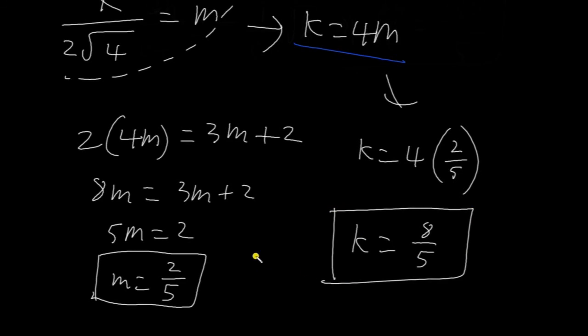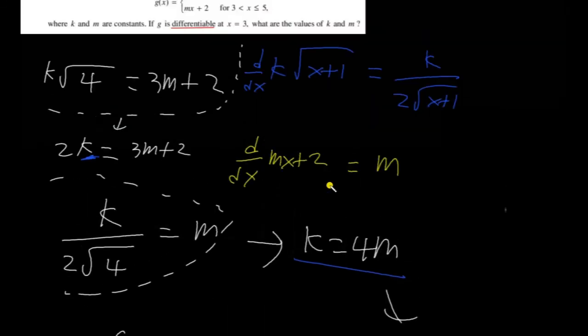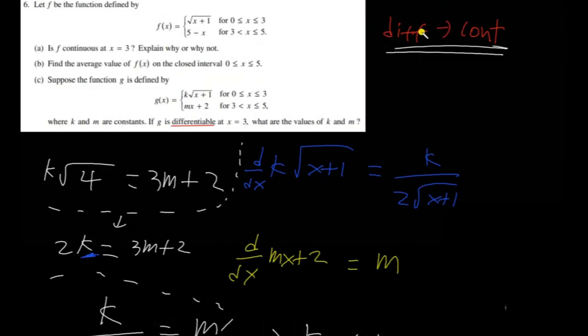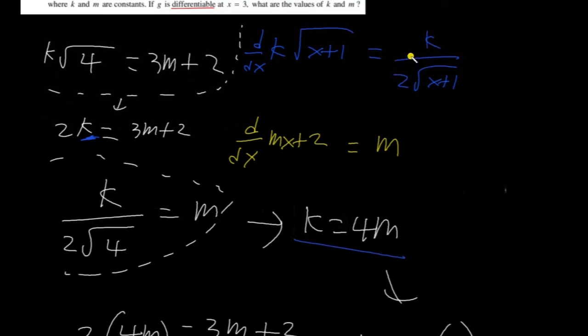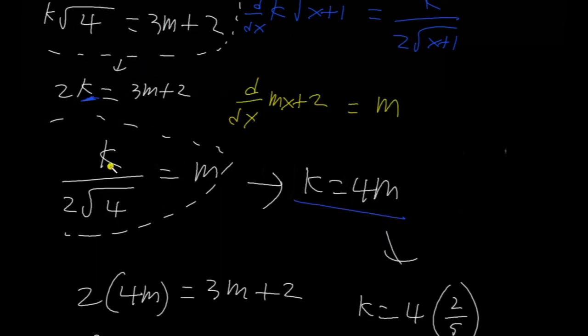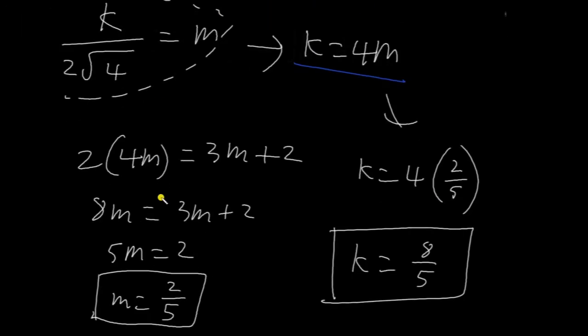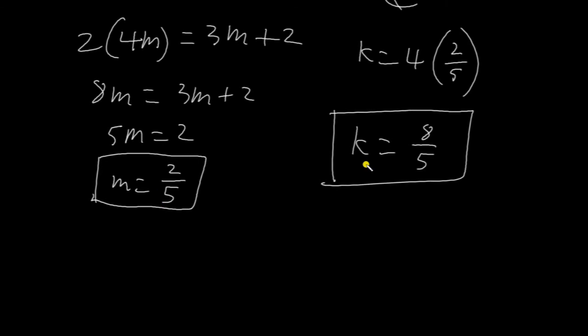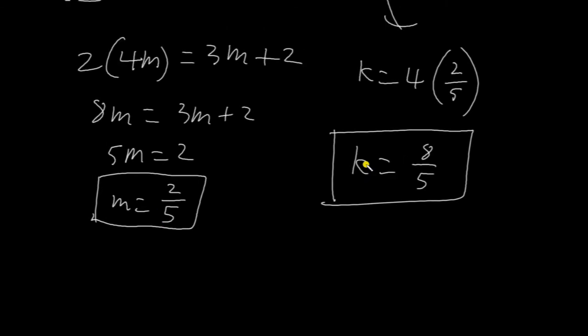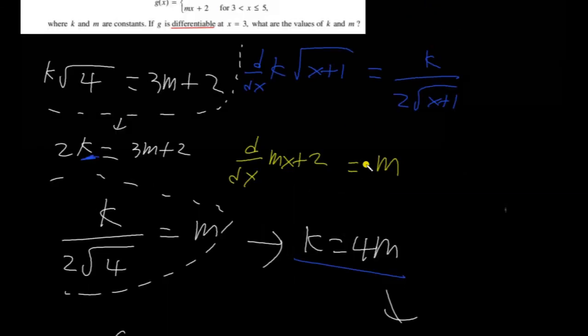Okay, so we found the value of k and m by using the fact that if the function is differentiable, then it is also continuous. Okay, so this was a 3-point question. The first would come from finding one of these equations. The second would come from finding the other equation, and the third would come from finding the actual values of m and k.